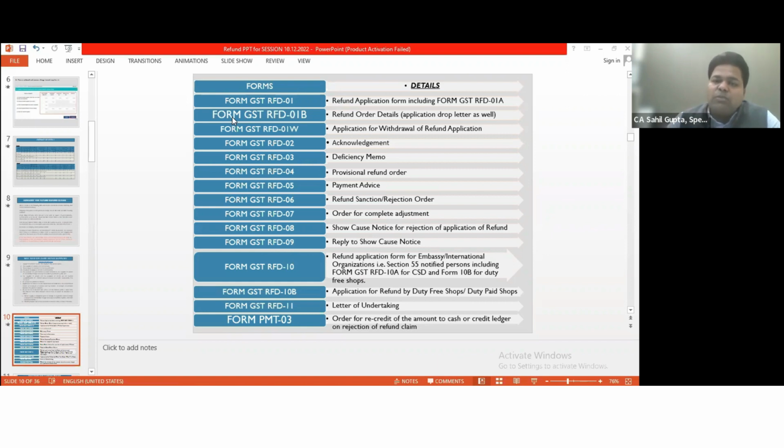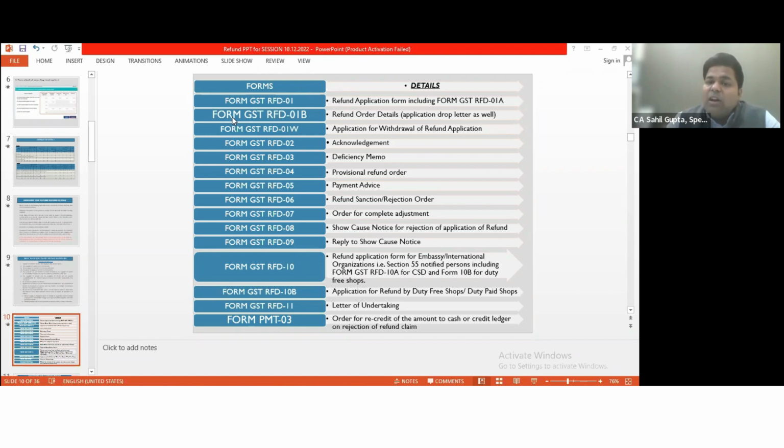If the amounts have been sanctioned, then the RFD 05 form, that is the payment advice, is issued. The payment advice will be sent by GST to the PFMS for crediting this amount to the bank account of the assessee. Thereafter, the order for complete adjustment. The government has provisions in the GST that amounts could be withheld, or if there are any pending dues or pending liability to be adjusted from the assessee, the same could be adjusted in form RFD 07.